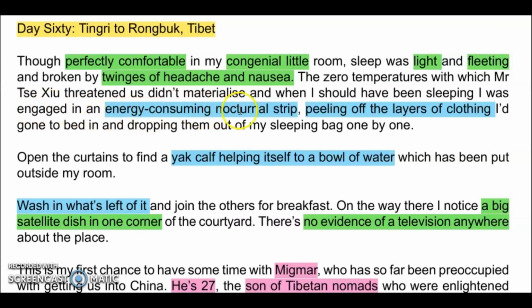"Engaged in an energy-consuming nocturnal strip, peeling off the layers of clothing I'd gone to bed in and dropping them out of my sleeping bag one by one." There is a use of description here, showing the struggle and the effort of the narrator, and this effort is required to adapt to this kind of harsh environment, where it is zero temperature. It is written here, zero temperature.